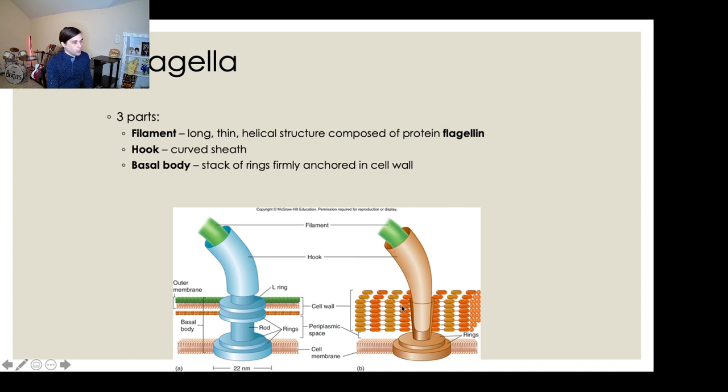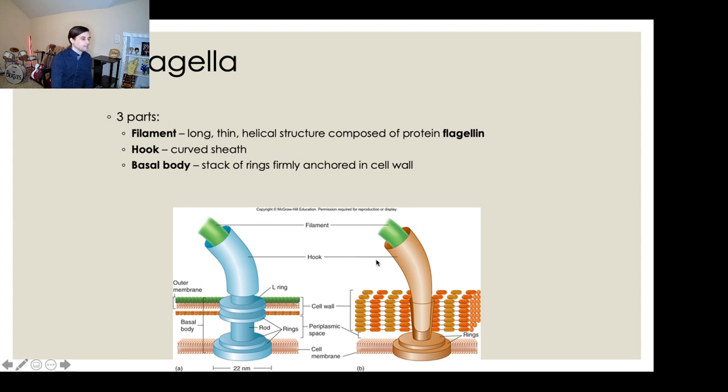And then we have the hook, which is the curved sheath that sits, and this is the bacterial cell wall. This would be the cell membrane. And this hook is going to sit inside of the cell wall or above it, depending on if you're gram-negative. So if you're gram-positive or gram-negative, it differs. So the hook kind of sits in the cell wall if you're gram-positive, and then it extends above, or if you're gram-negative, it's going to extend all the way above.